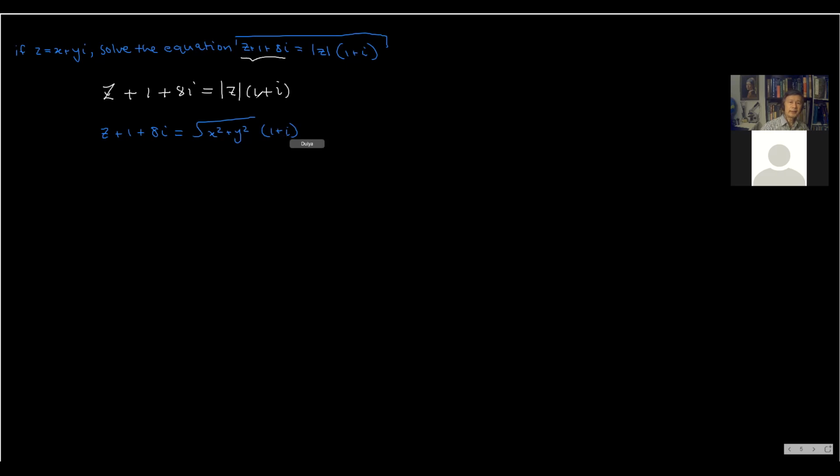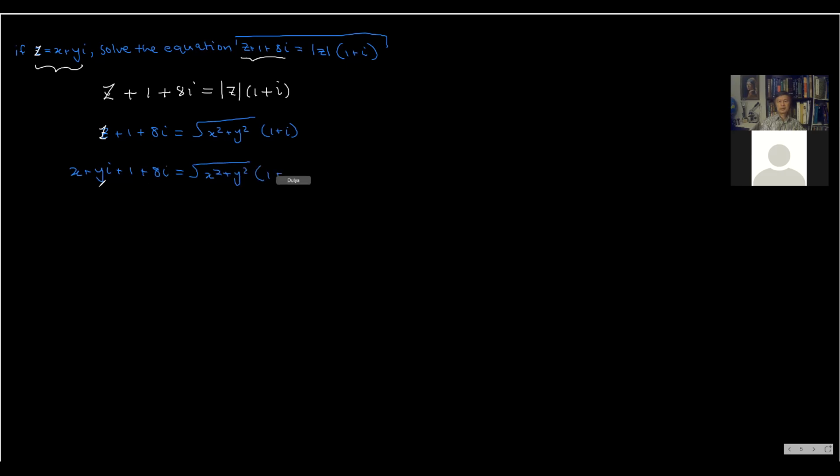Can we rewrite this z as x plus yi first on the right-hand side? You see, this is a basic idea. This is a basic definition, right? So in other words, you should be able to replace this z by x plus yi, plus 1 plus 8i.